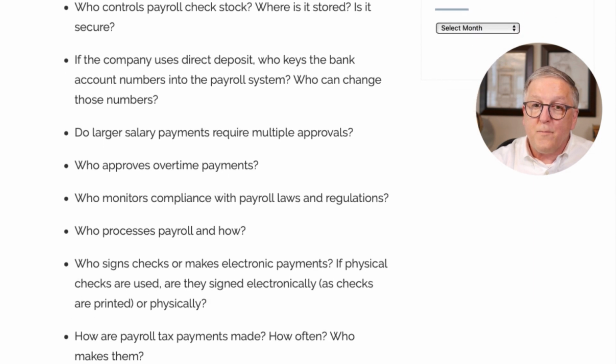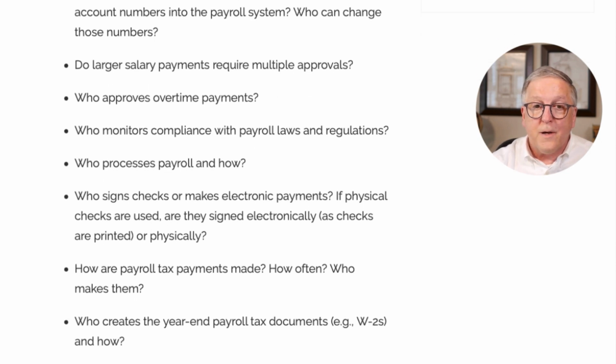Another really important question is, who signs the checks? More and more I'm seeing checks signed electronically. If they're physically signed, you want to know who's actually signing those checks. If they're electronically signed, you want to know that. Another question is, how are the payroll tax payments made and how often and who makes them? Also, who creates the year-end payroll tax documents such as the W-2s?